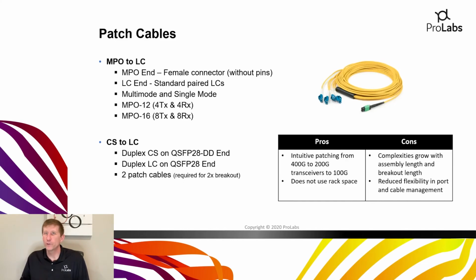They don't use rack space if you're just going direct connects between element to element. Cons, I think your complexities grow. You're talking about things like breakout links. If you're going for a 400 gig transceiver, where are your 100 gig transceivers? Are they right next to each other? Are they in the same rack? Are they in the same row? Or are they in different rows? At that point, you're talking about things like breakout links.